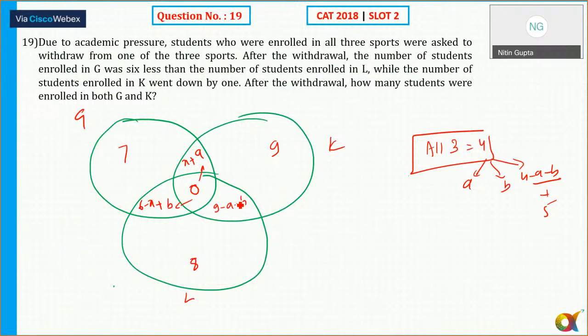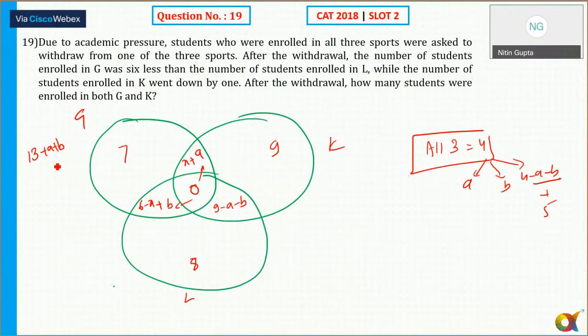Any doubts to anyone? Even after solving this question, 2 of the questions can be done, but the third and fourth, 19 and 20, are still difficult here. Now, after the withdrawal, what is the total number of students enrolled in G? Now we can add all the numbers of students enrolled in G. So I'll say 7 plus 6 is 13, and 13 plus A plus B.